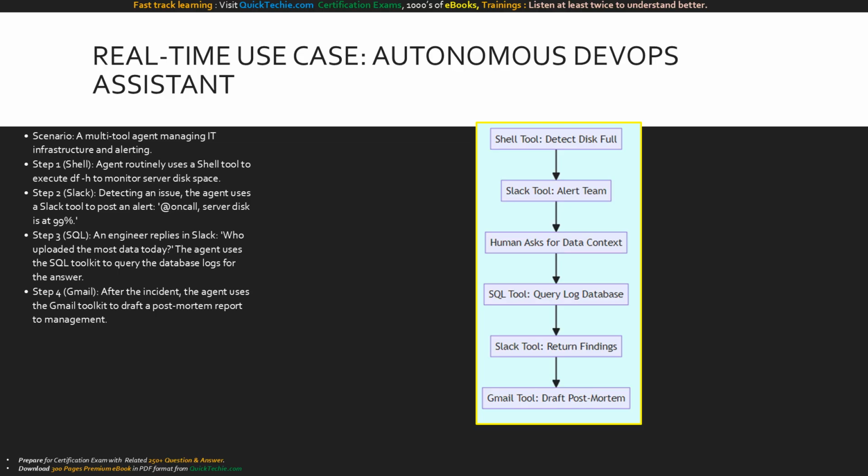This is true multi-system autonomous orchestration. Look at the workflow of our DevOps agent. It flows seamlessly across distinct technological boundaries. It starts in the shell to detect the error, jumps into Slack to communicate, dives into SQL to extract historical log data, communicates findings back in Slack, and finishes by switching context completely to Gmail to draft the final executive report. The toolkits make this complex dance look effortless.